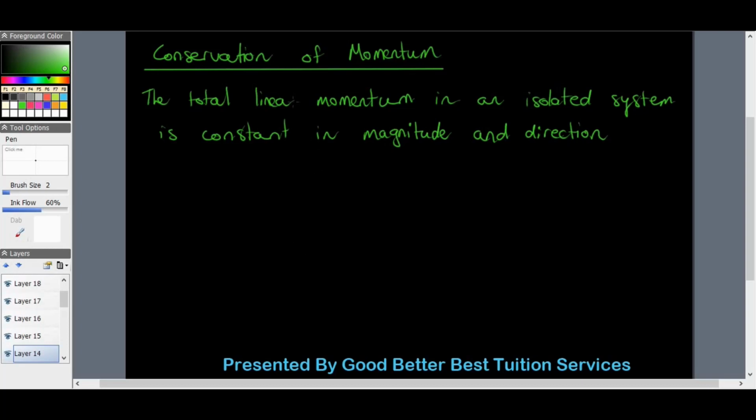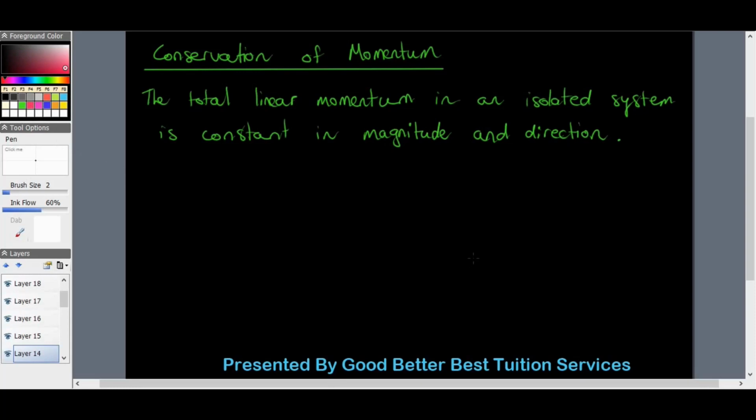Total linear, by the way, linear has an R at the end of it. My bad, my spelling might be off today. An isolated system is constant or remains constant in magnitude and direction. So a couple of important terms that we're just going to have to discuss quickly. And one of those important terms being what is an isolated, or rather, what is a system?